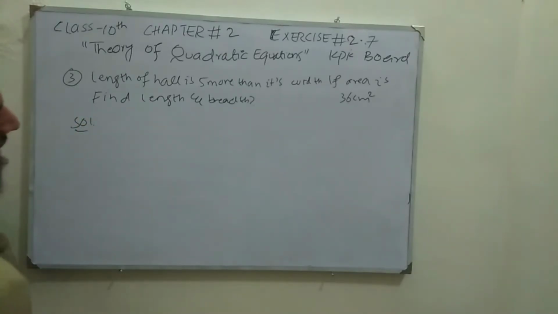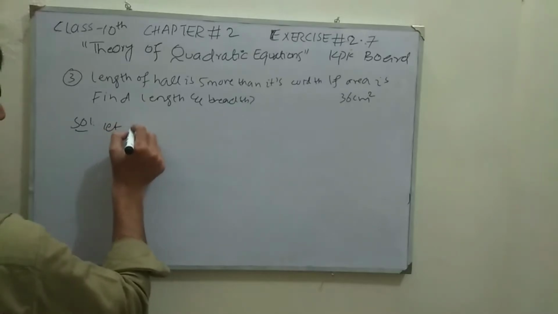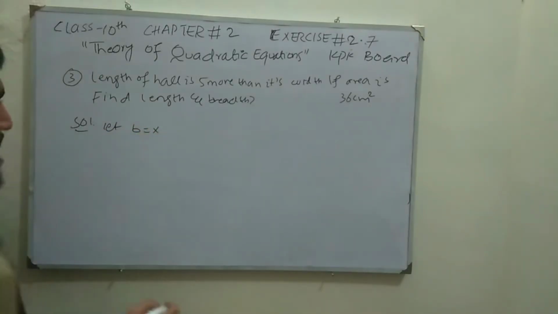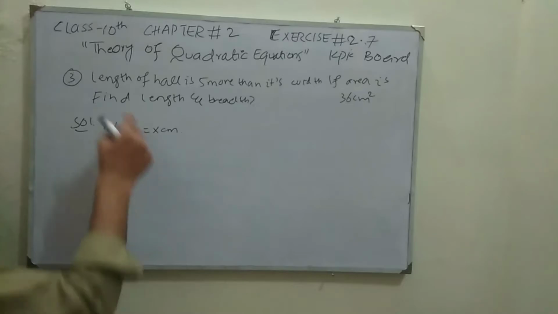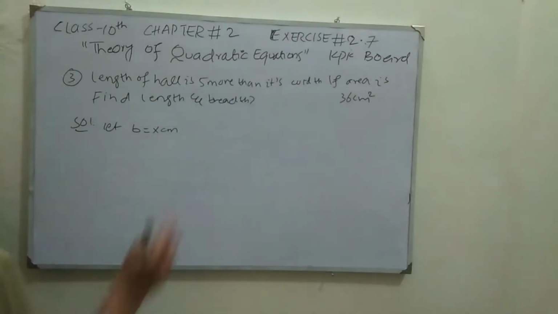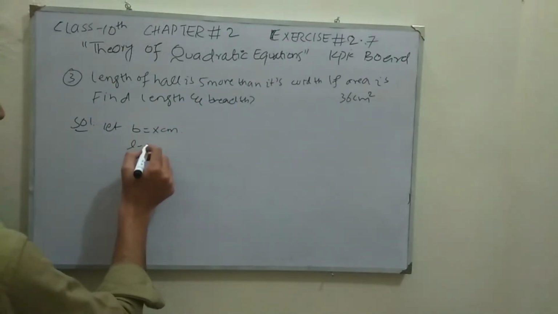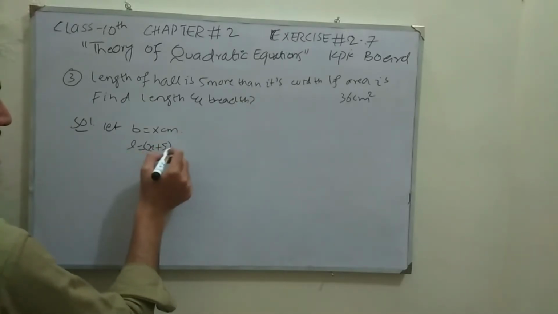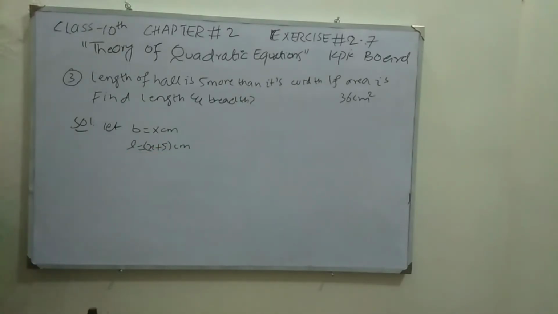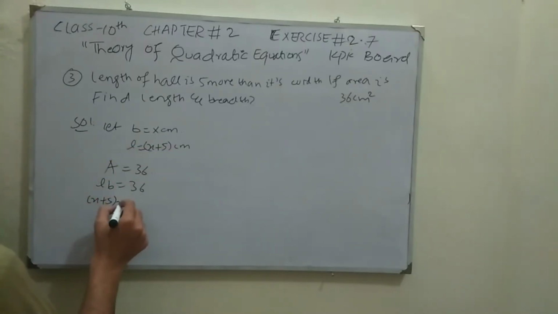Let the breadth of the rectangular hall be x centimeter. According to the given question, the length is 5 more than its width, so the length will be equal to x plus 5 centimeter. And the area is 36 centimeter square. So the area is equal to length multiply breadth, which is 36, and length is x plus 5 multiply breadth x is equal to 36.